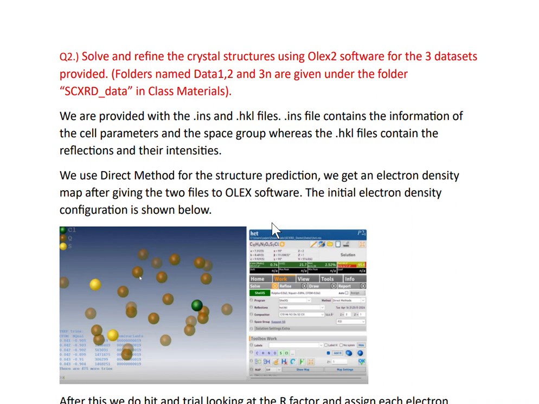So using that information, we will use the direct method for the structure prediction using the OLEX2 software. I gave these two files to the OLEX software, and then it generated this electron density map. Basically, the electron densities are represented by these spherical balls, as you can see in this image. So by giving these data for the first HCT molecule, I obtained this type of electron density map.